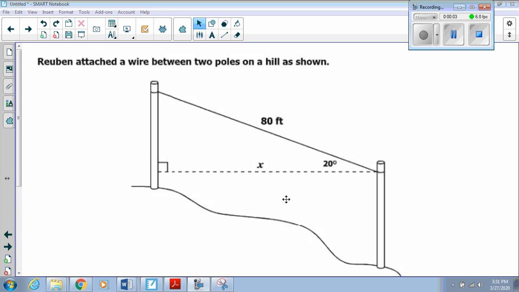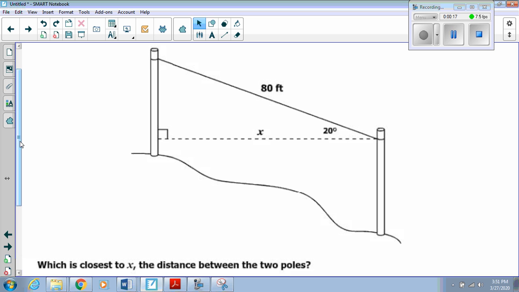Okay, in this diagram we're shown that Reuben has attached a wire between two poles on the hill as shown. So what I'm seeing pretty quickly is a right triangle. So I have to decide, am I going to be using SOHCAHTOA or am I going to be using Pythagorean theorem? Now remember, they both have their restrictions.